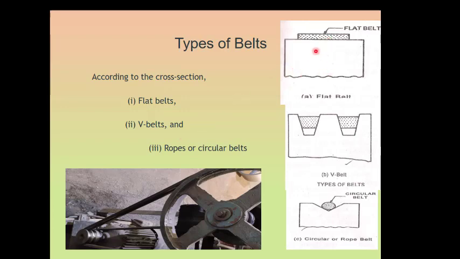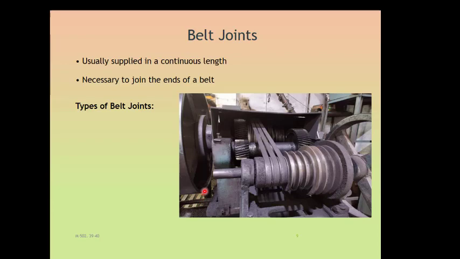This is a flat belt drive example. Similarly, V belt drives are placed in a grooved pattern. And the third one is rope belt drives. Now, these are the belt joints. How can we join? Cemented joint, laced joint and hinged joint. With a combination of joints, the belt can be fixed tightly.